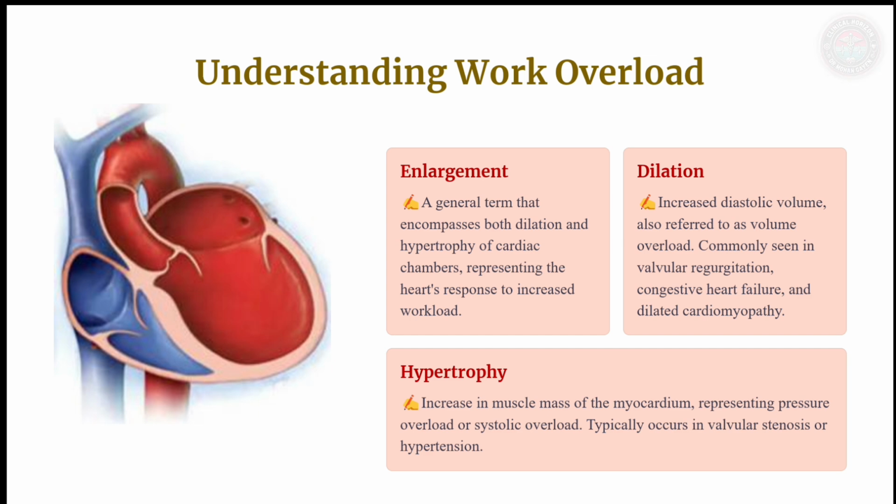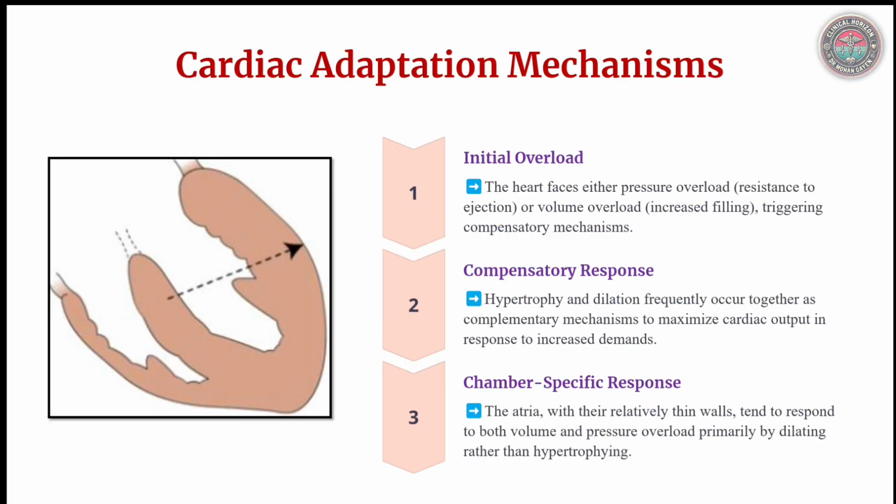Cardiac adaptation mechanisms. In response to initial overload, the heart adapts through hypertrophy or dilation to maintain output. The compensatory response varies by chamber. Atria primarily dilate, while ventricles hypertrophy before eventual dilation. Over time, these adaptations may lead to impaired function, arrhythmias, and heart failure if untreated.